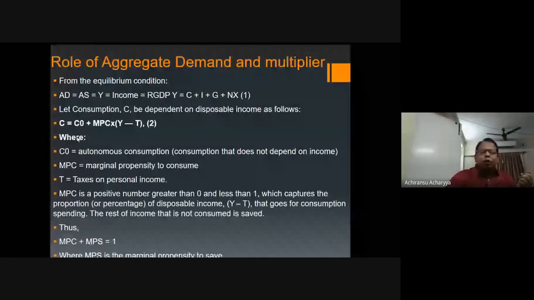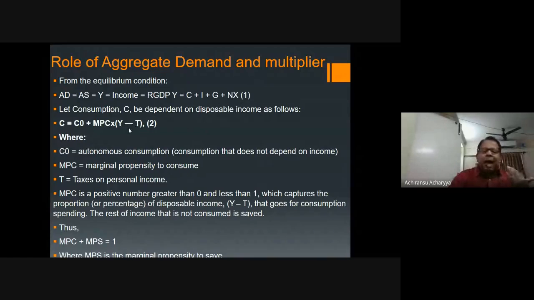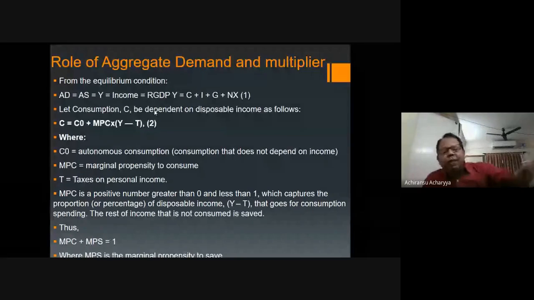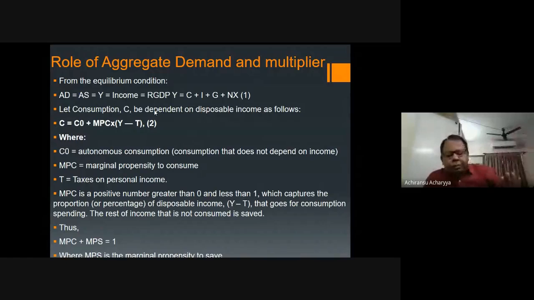And C, the consumption part, is a part of the autonomous consumption. When we are not earning anything, we are consuming. That's the autonomous part. And also our consumption is based on the taxes. Remember, we earn income, but we have to also pay our taxes from that. So Y minus T is the net income. And we don't actually consume whatever we earn. So if you are getting 100 takas, we keep 30 takas for savings for our future and spend 70 takas.